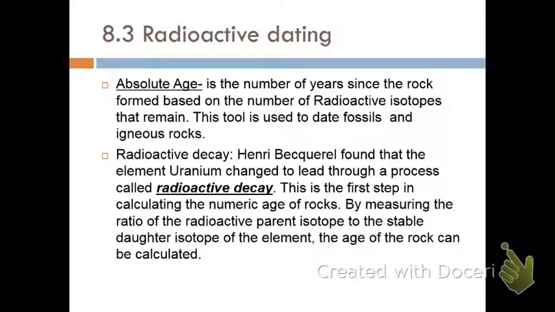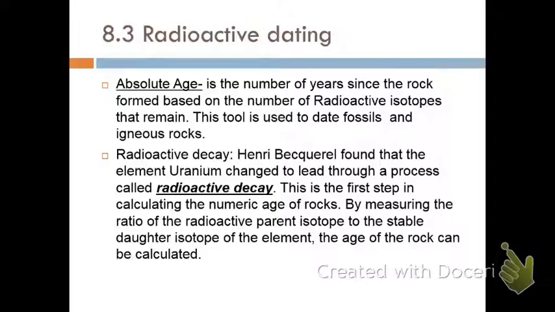Alright, today's 8.3, and we're going to talk about radioactive dating, or how we found the absolute age of rocks and fossils, and how we can use absolute age in finding and estimating relative age. So absolute age would be the number of years since the rock layer formed or the fossil formed, and it can be used to date fossils and igneous rocks.